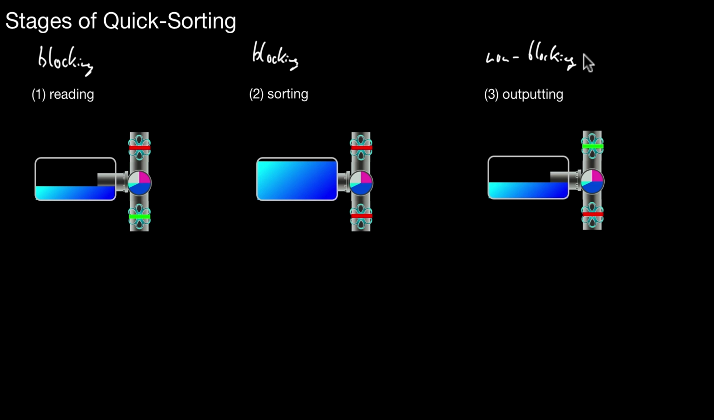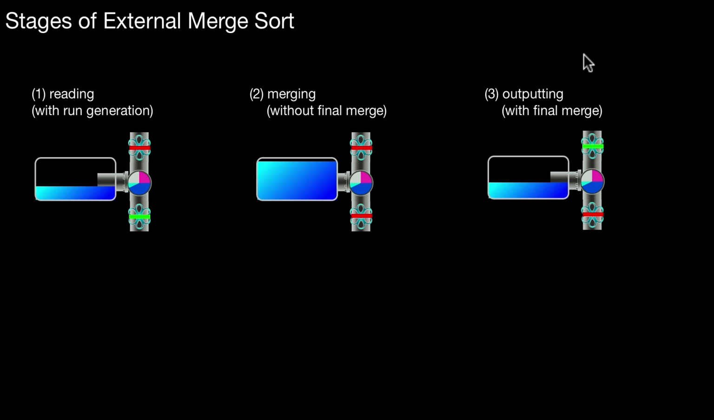Okay, so let's look at external merge sort. We also discussed that in separate videos. Here we have the same three phases. So again, there's this reading phase. However, here already you generate those runs. Here you do the run generation. Nevertheless, this is blocking. No data is being produced.